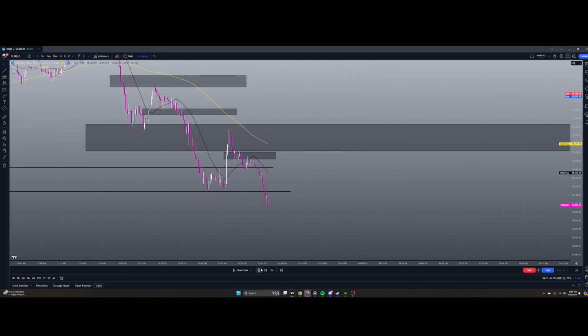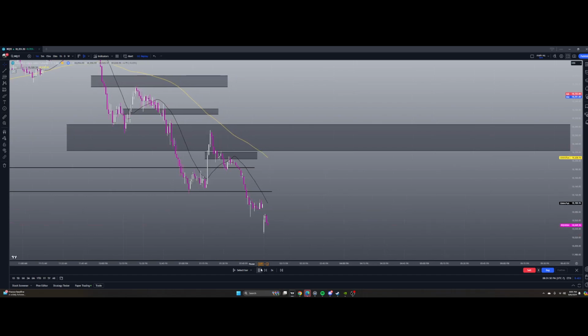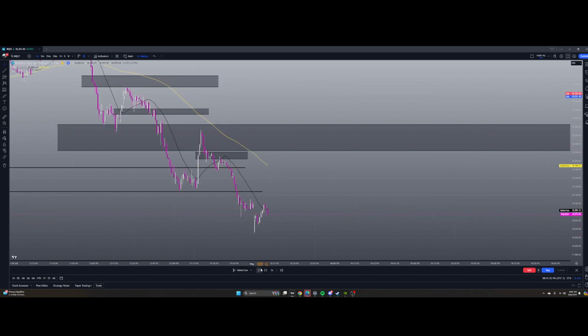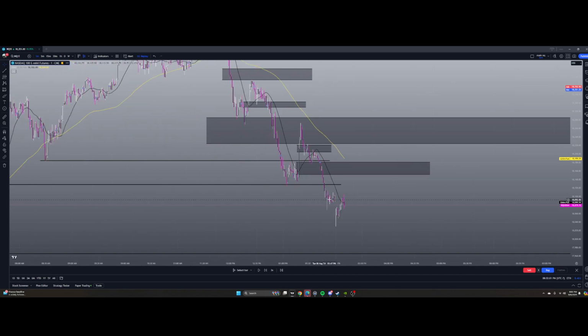So we're going to see another swing form. Once we get a change of character, go into the upside. So here it started going up. So what I'm going to do is mark out this high to this low, just like that. And we're going to look for an entry based off of this.